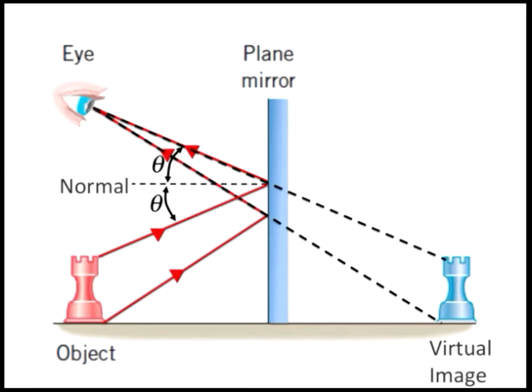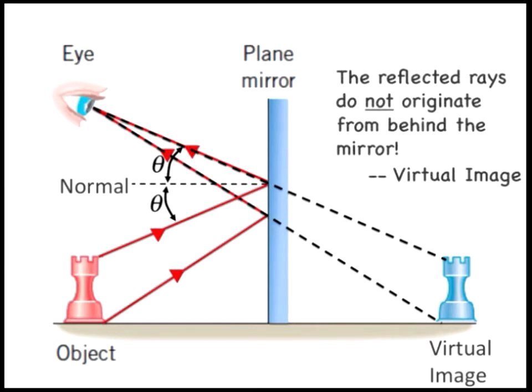Moreover, for each point on the object, there is a single corresponding point on the image, and it is this fact that makes the image in a plane mirror a sharp and undistorted one. Although the light rays entering our eye appear to come from the image, it is evident from the figure that the rays do not originate from behind the mirror where the image is located. Since none of the reflected light rays actually come from the image, it is known as a virtual image. We will always know that we have a virtual image when we have to extrapolate the reflected light rays back behind the mirror to determine the location of the image.